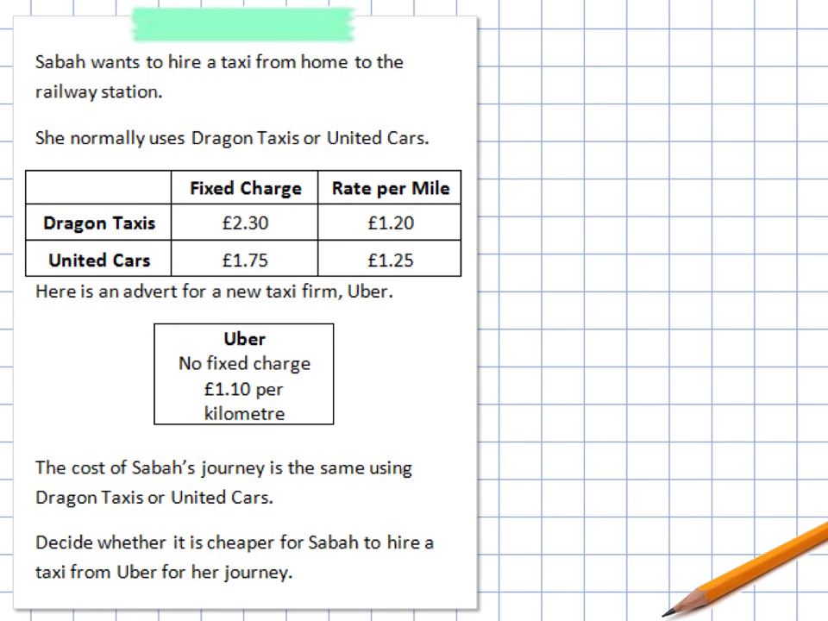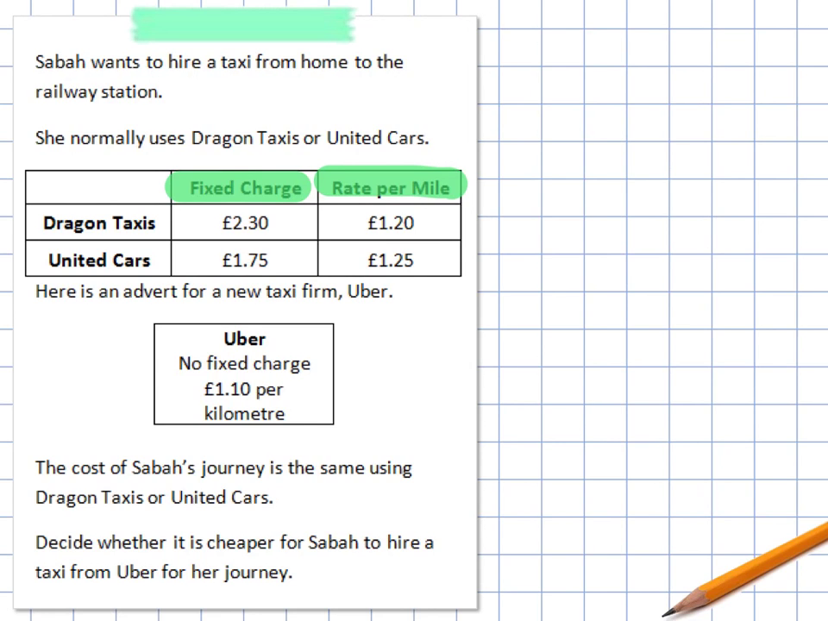This question is an adaptation from something which came up on an AQA GCSE paper a couple of years ago. So the table tells us that there's a girl called Sabah who normally uses Dragon taxis or United cars. We're given for each company the fixed charge and the rate per mile. The fixed charge is what you pay even if you don't go anywhere with a taxi, when you've actually just called it and it's arrived, whereas the rate per mile is how much you pay for every mile that you travel.